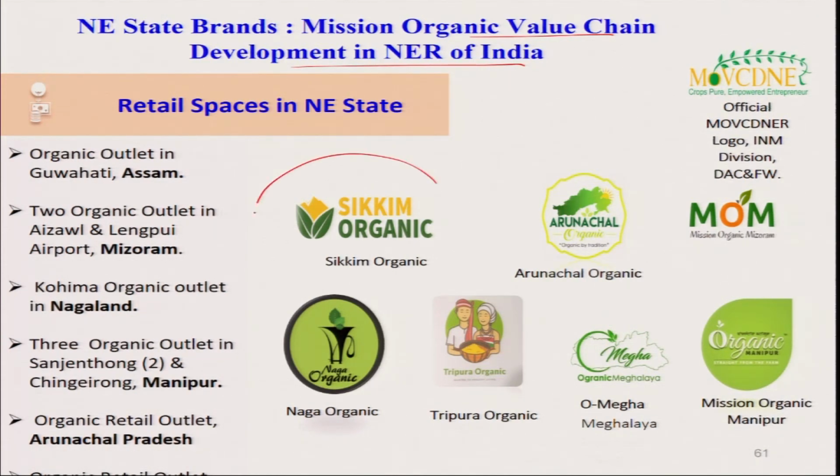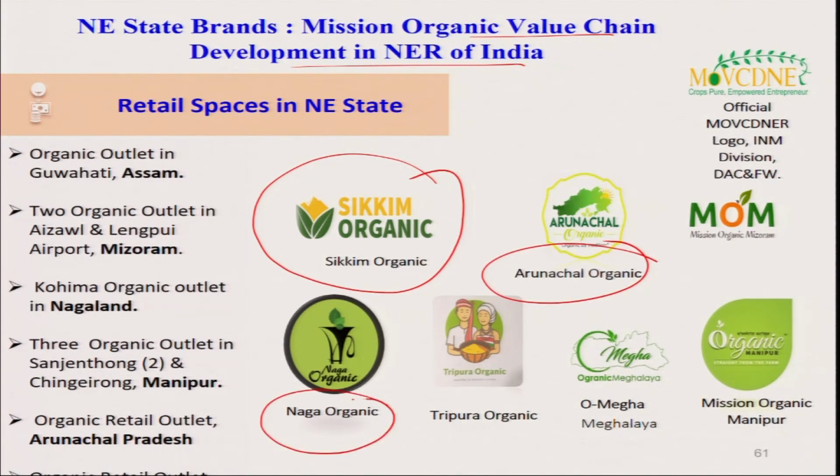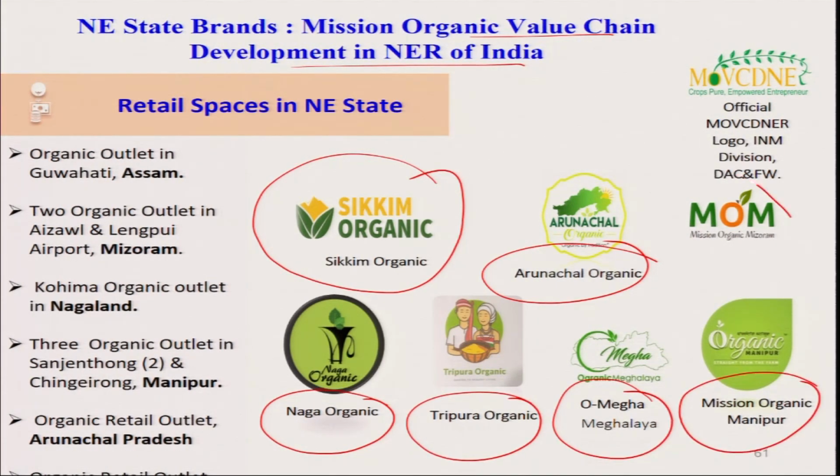Sikkim has been organic for more than 10 years, that is Sikkim Organic. Arunachal Organic is coming, Naga Organic is coming, Tripura Organic, Meghalaya Organic, Mission Organic Manipur, Mission Organic Mizoram. Our government is always promoting to enhance the production of organic produce and the livelihood of farmers, particularly in the northeastern region, where farmers are already using organic by default or very little inorganic fertilizer.